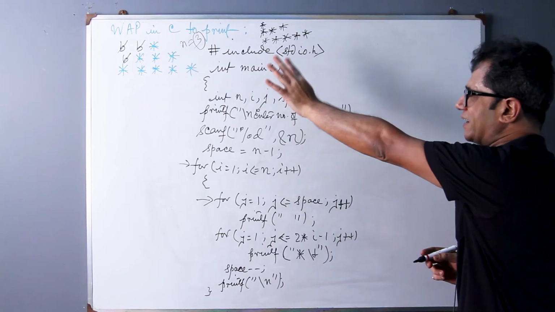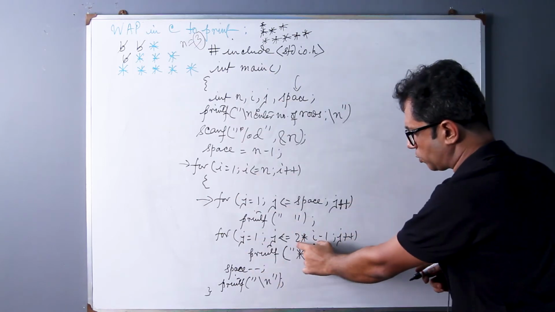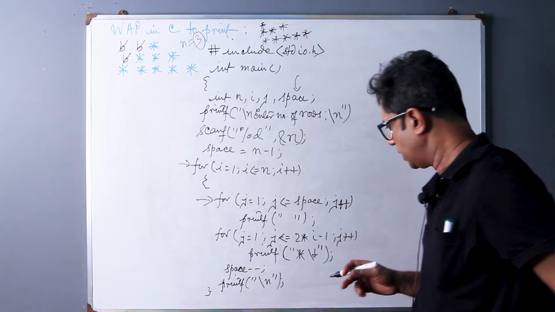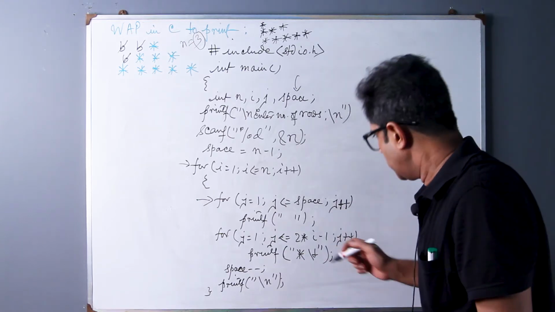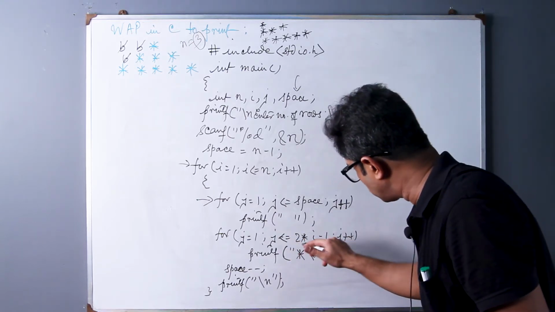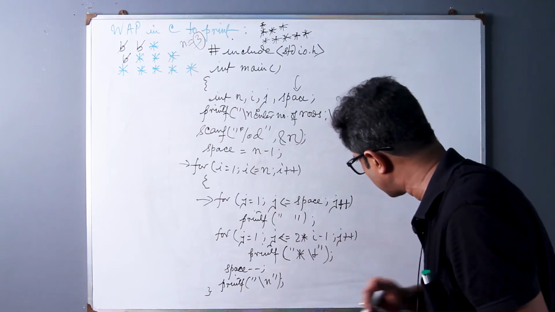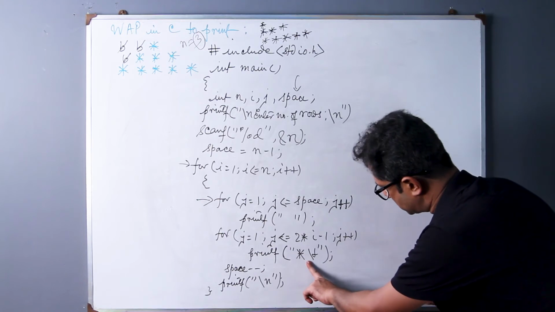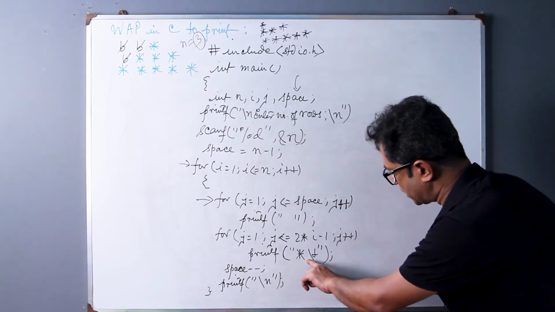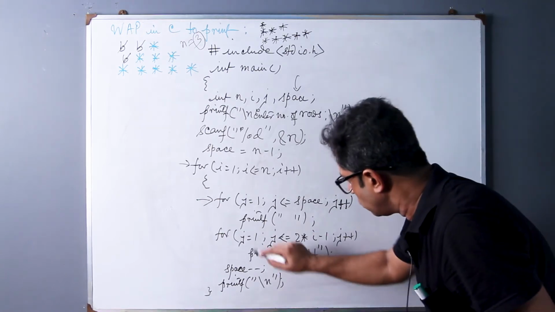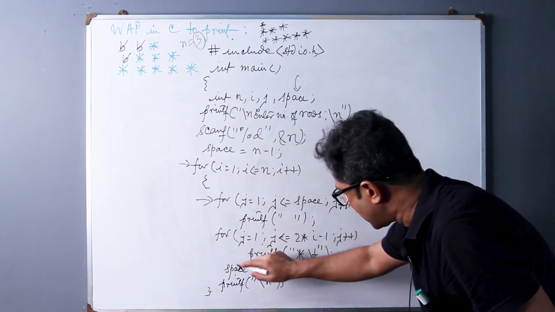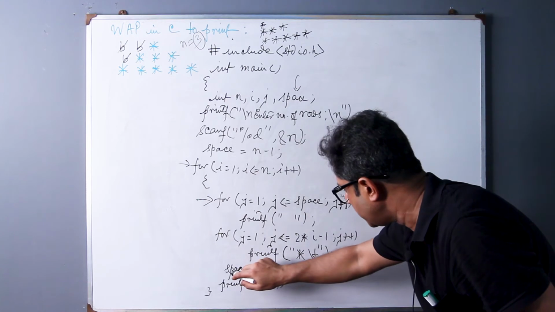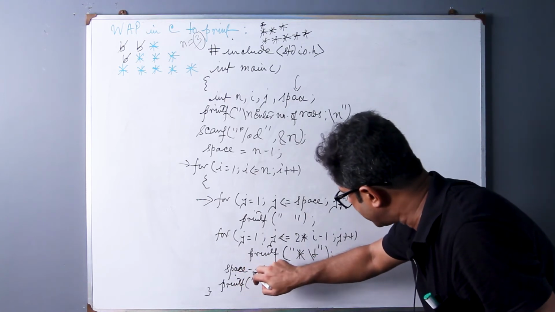So in order to take care of that situation, we use this formula. We have used this formula before, 2 star i minus 1, and we are using the formula in this program as well. So this j is equal to 1, j less than equal to 2 star i minus 1, then printf star, and this \t, the tab escape sequence. Then we come out of this inner loop, and in the next iteration of the outer i loop, we decrement the value of space by unity.